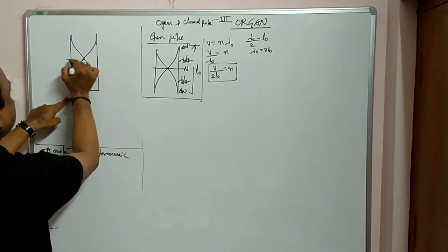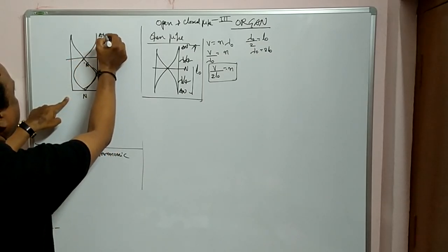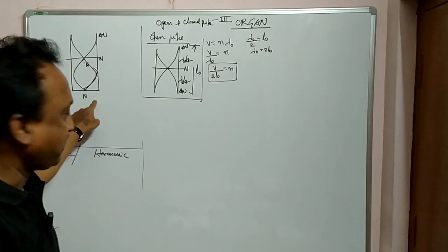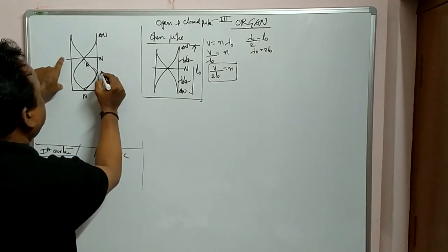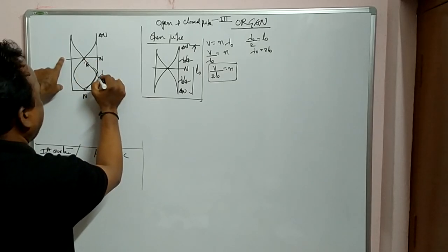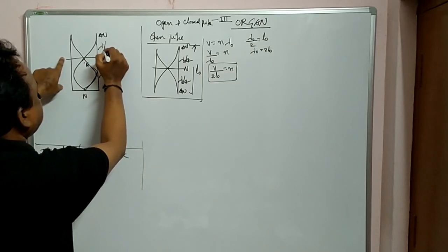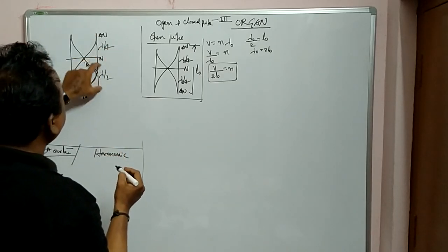Node, node, antinode. So this is for the first overtone. We'll check which harmonic it is, the general one or a different one. The distance between node and node is lambda by 2 from our properties, and this is lambda by 4. Lambda by 4 plus lambda by 2.